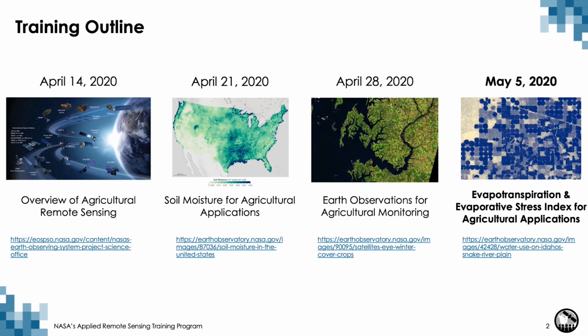In part 3 of the webinar series, we covered some of the main products and variables for cropland and rangeland monitoring and showcased operational agricultural monitoring and early warning systems.